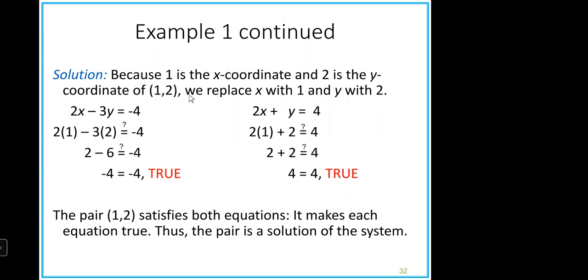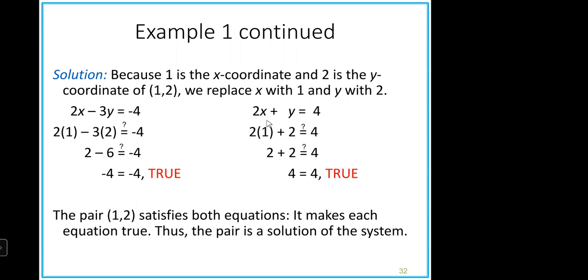So you'll see, okay, we have 2x minus 3y. x is 1, y is 2. So you're going to do 2 times 1 minus 3 times 2. 2 ones are 2, 3 twos are 6. 2 minus 6 is negative 4. So it's true. They put a question mark there because we weren't sure, but now we know it's true.